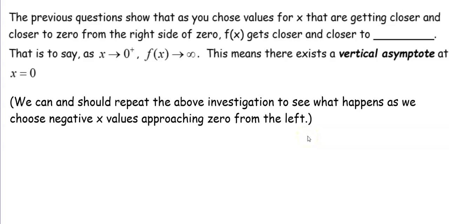Alrighty, so in this video we're going to talk about vertical asymptotes. What makes a vertical asymptote? And we're going to start talking about rational functions in general, and we're going to graph some of those and see what's going on.